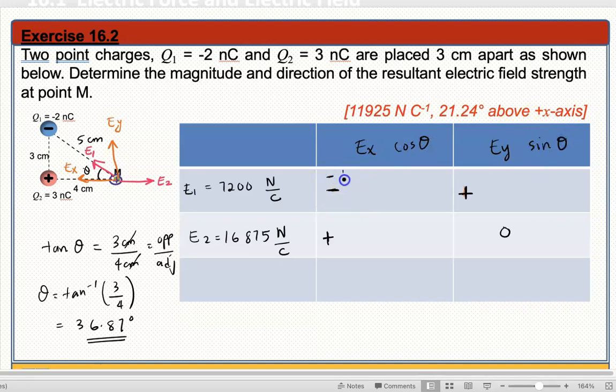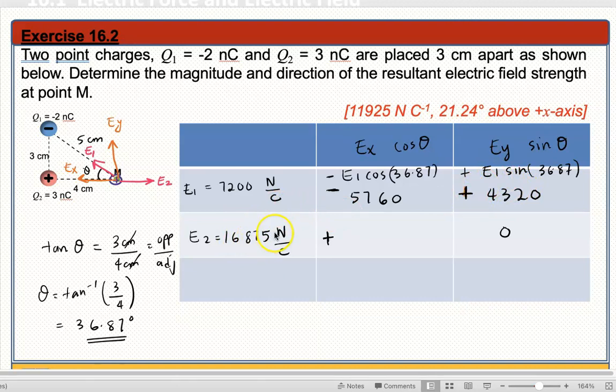Okay, so E1 cosine theta, and this one is E1 sine theta, and we know theta is 36.87 degrees. So this would give you the magnitude: 7,200 times cosine 36.87. The answer is minus 5760 for the X component and positive 4320 for the Y component.